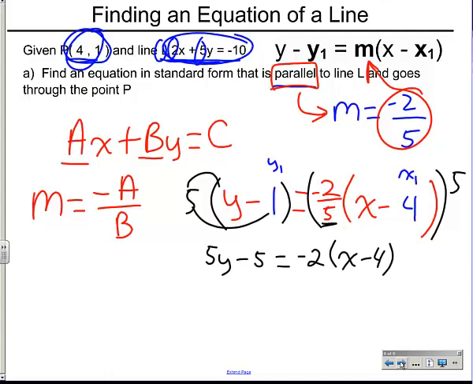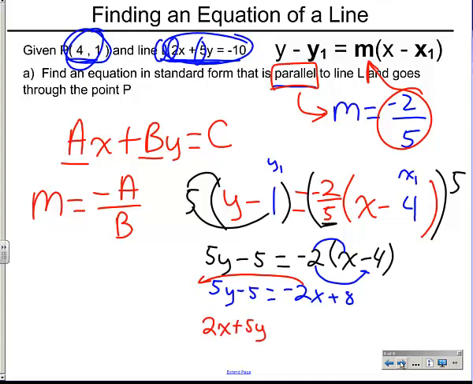And then I'm going to go ahead and distribute my negative 2. So 5y minus 5 is equal to negative 2 when I distribute x. Negative 2 times negative 4 is positive 8. To put this in standard form, I got to move the negative 2 over this way with the x, so it becomes a positive 2x. I still have a positive 5y over there, but I also need to move the 5 this way, so I'm going to add 5 to the 8, and I end up with a 13. So in standard form, the line that's parallel to it is 2x plus 5y is equal to 13.